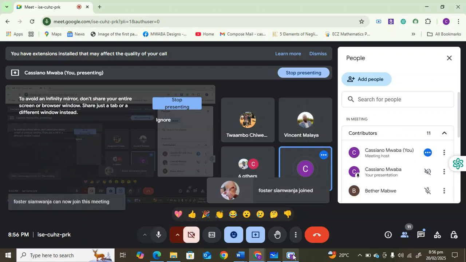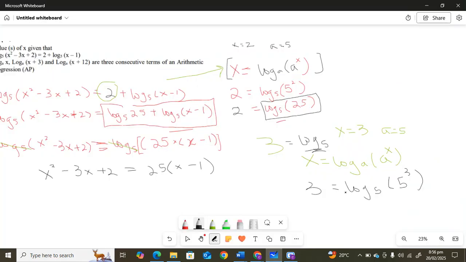So, where were we? So 5 to the power 3 is 125, right? So 3 in log 5 is log 5 of 125, if you want to write 3 in logarithmic form.